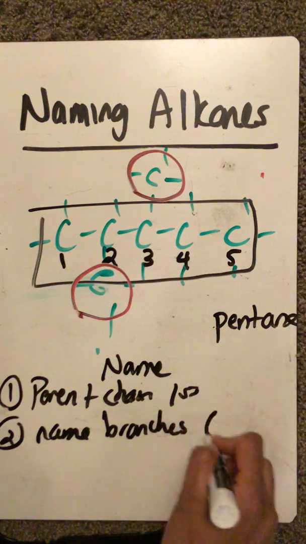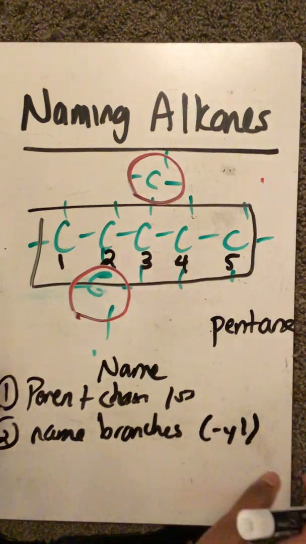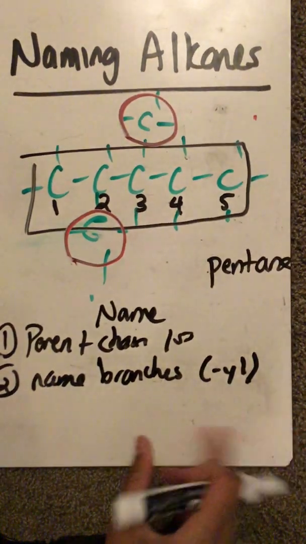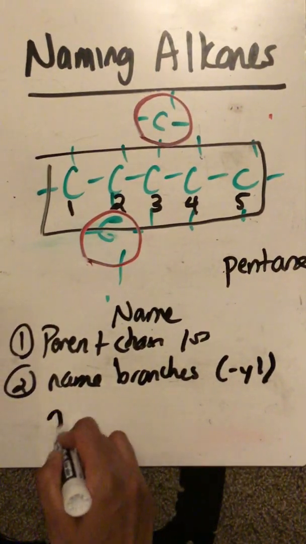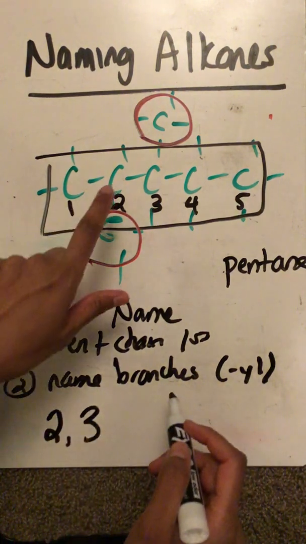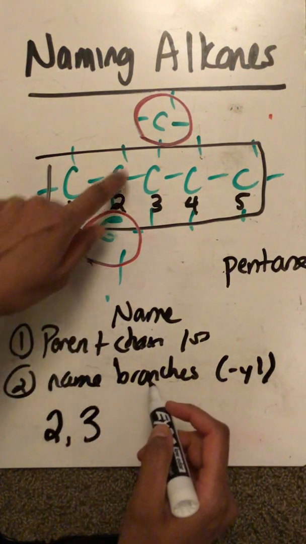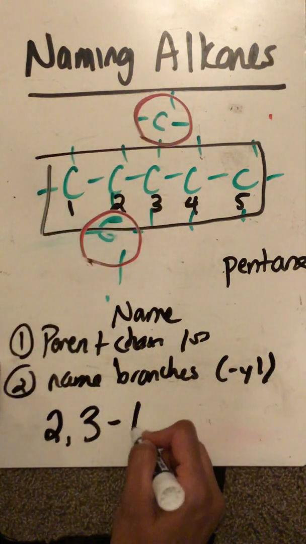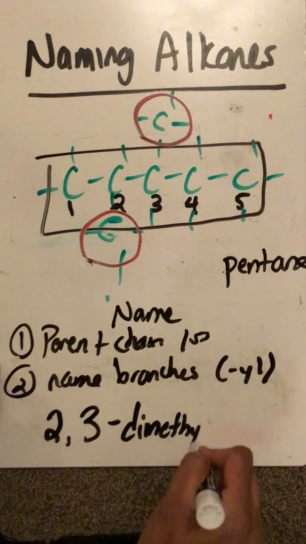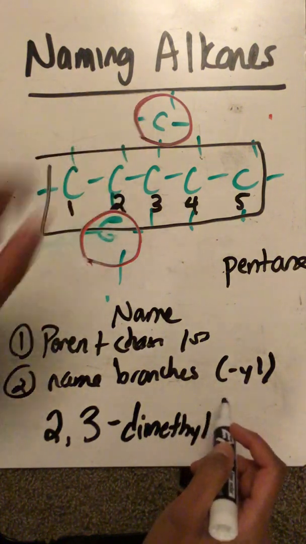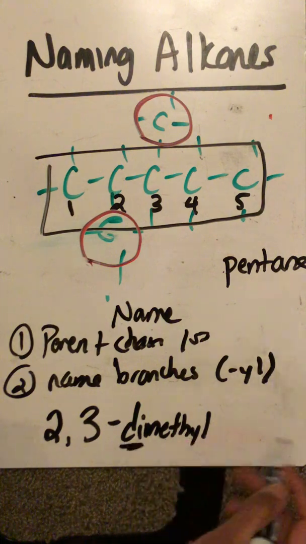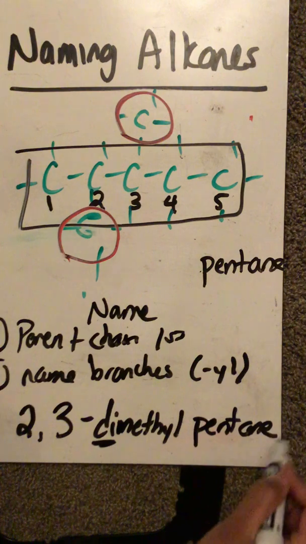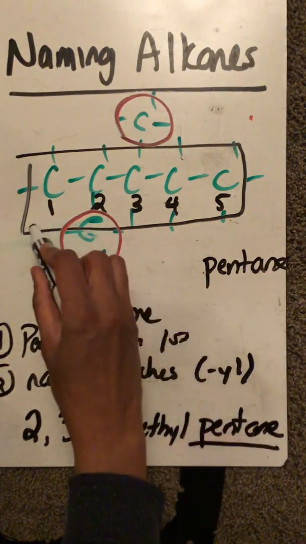And they end in YL. Okay, so here's a branch and here's a branch. So guess what? If I was to name this whole thing, I would name it like this: 2, 3, because I see a methyl on the number 2 carbon. I see another methyl on the number 3 carbon. Okay, and then I would write this as being dimethyl because I'm dealing with 2 methyl groups. 2, 3, dimethyl pentane. Okay, that's the name of the parent chain.